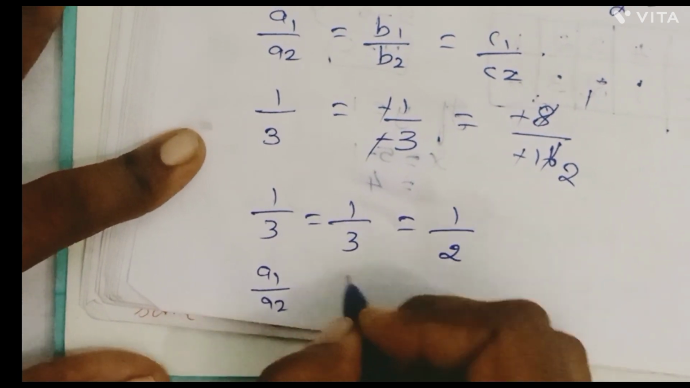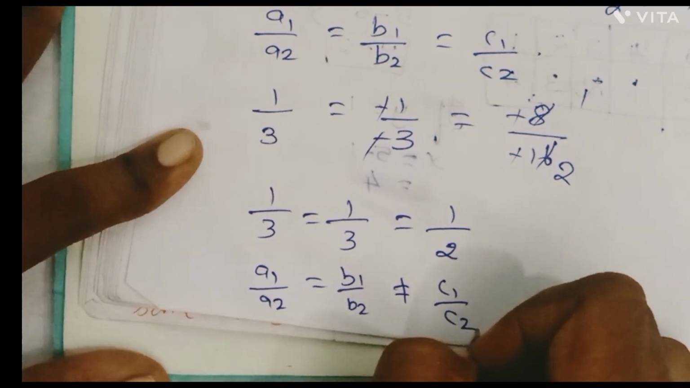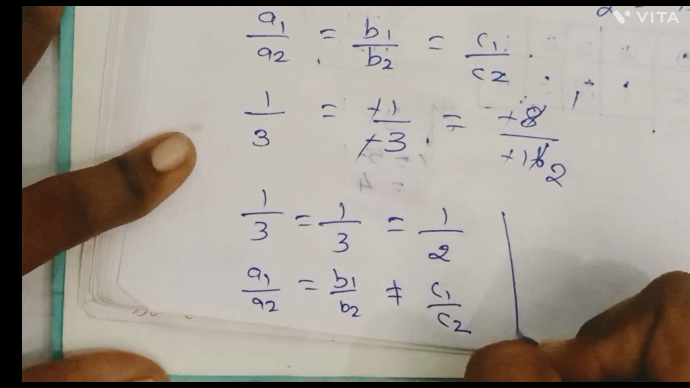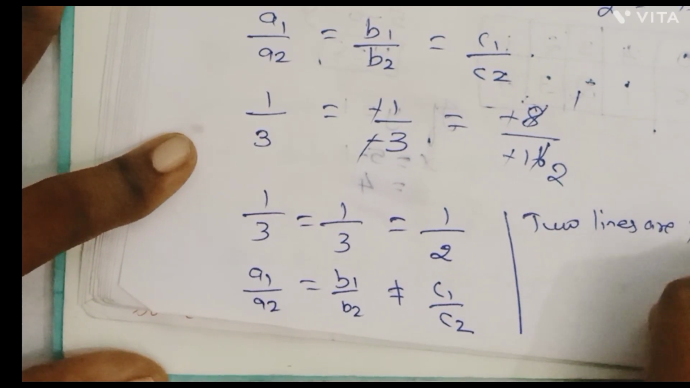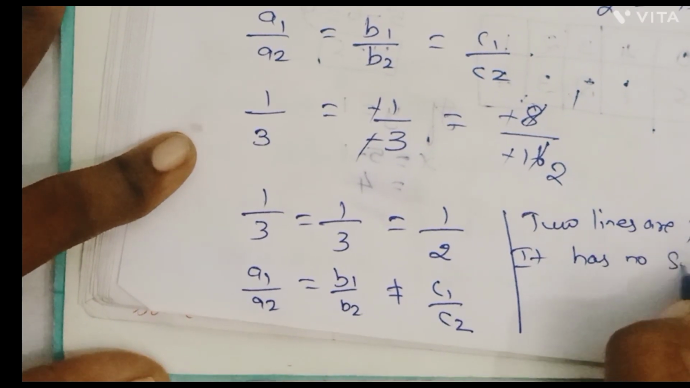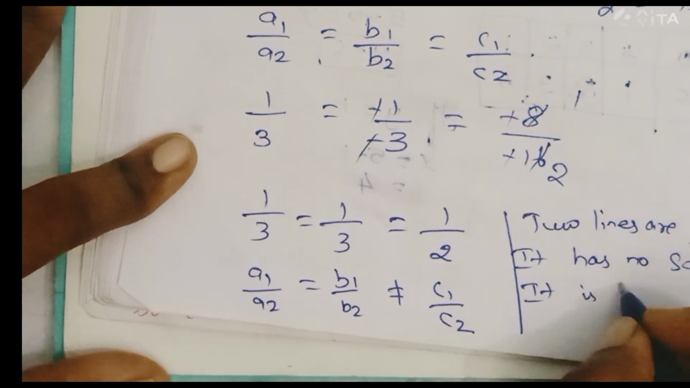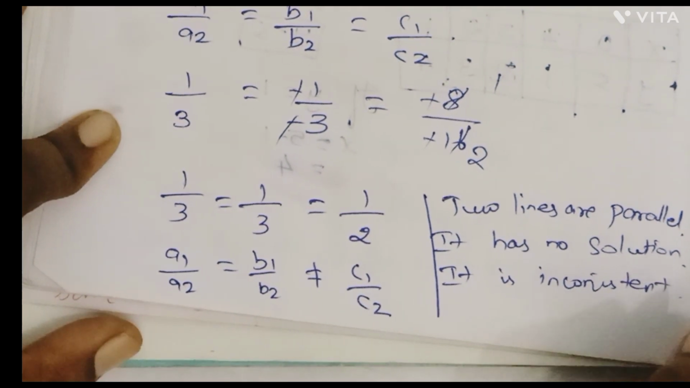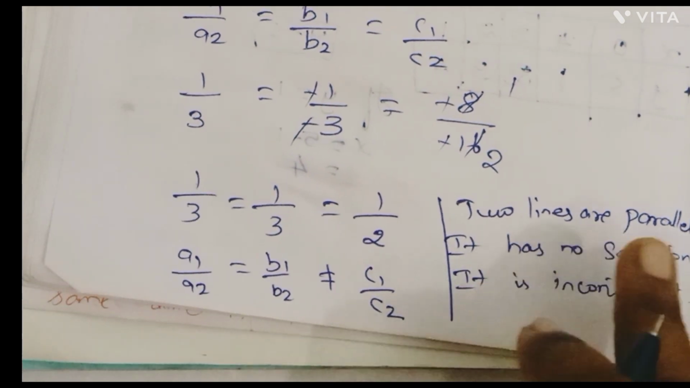So what does this imply? a1 by a2 is equal to b1 by b2, but it is not equal to c1 by c2. Then we say that the two lines are parallel. Then it has no solution. And what about the consistency? It is inconsistent. The system is inconsistent. That is, the pair of lines is inconsistent.